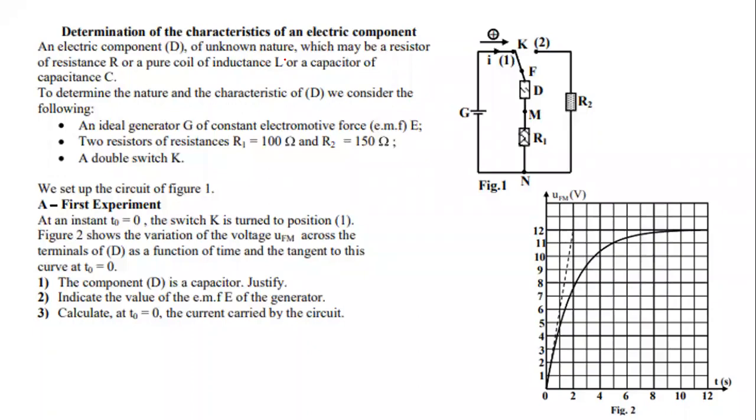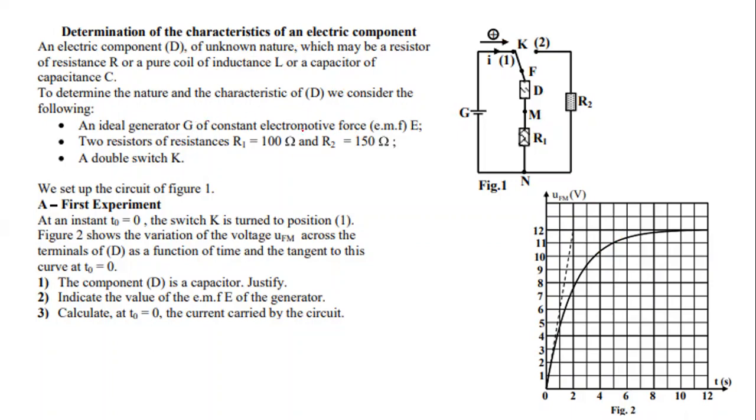Session 2016, determination of the characteristics of an electric component. So we have here an electric component D, of unknown nature, which may be a resistor or a pure coil or a capacitor. To determine the nature and the characteristics of D, we consider the following.